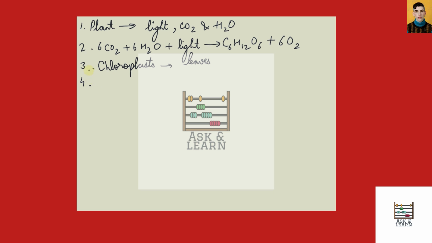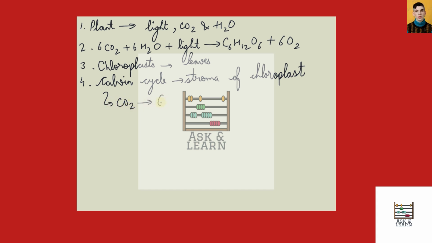Fourth part, the Calvin cycle, which is also known as the light independent reaction of photosynthesis, takes place in the stroma of chloroplasts in plant cells. It is a series of chemical reactions that convert CO2 into glucose, the energy source of the plant.